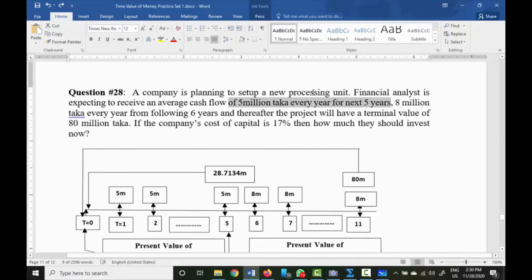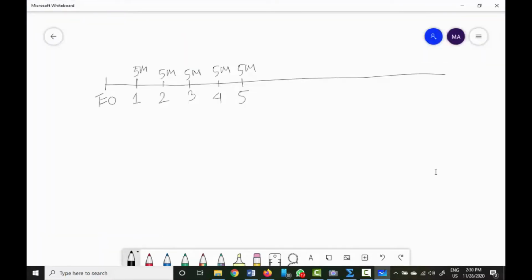And then we will get 8 million taka every year from the following 6 years. So following 6 years means from the 6th year we will get 8 million taka. So at the end of the 7th year we will also get 8 million taka, and like that way up to 11 years.